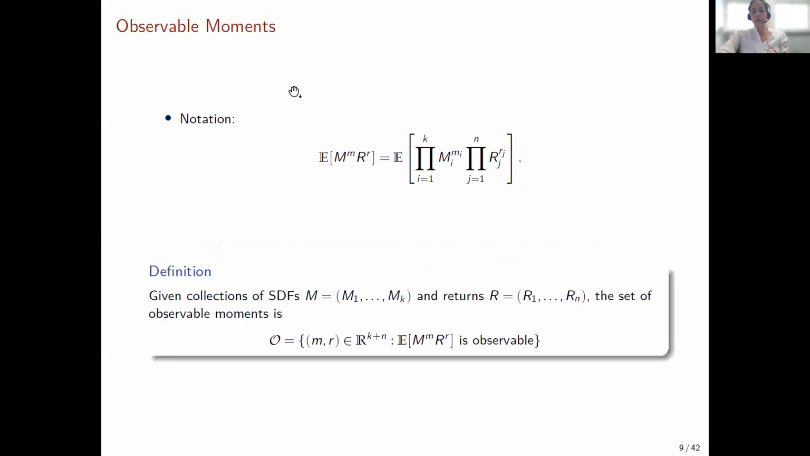Okay, so here's the main object that we're interested in in this paper. The main object is going to be this cumulant generating function, which is just the expectation of the stochastic discount factor M to any power m and the return vector R to a power r. This O is going to be the set of observables, which is defined as this object here, which is the object that we want to bound with the observables that we impose.